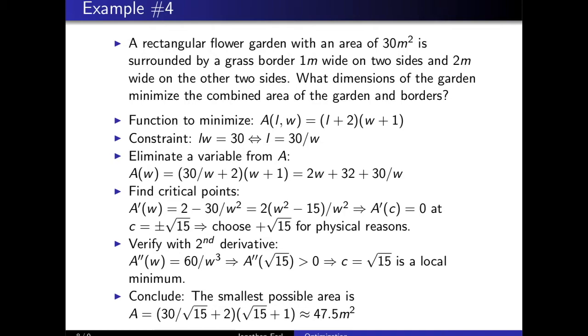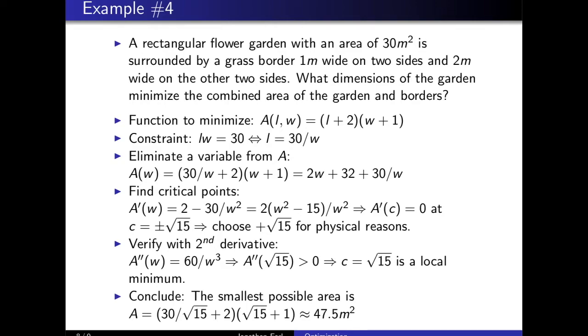The other places where we'll get our derivative to be equal to 0 are at plus and minus square root of 15. If we took minus the square root of 15, that would mean that our width and also our length were negative. For physical reasons, we'll say that lengths have to all be positive. So here we will accept the positive square root of 15 for physical reasons.